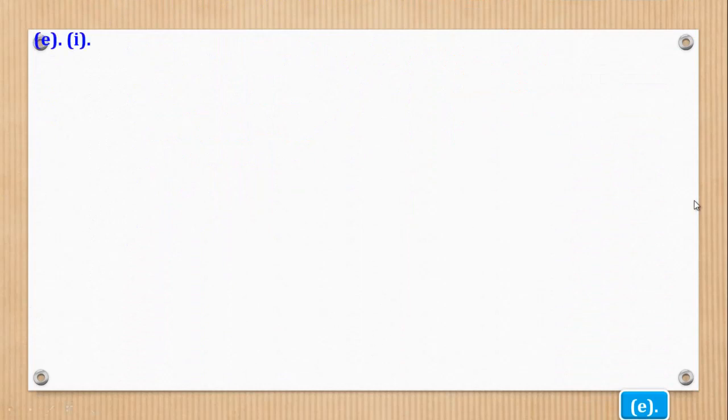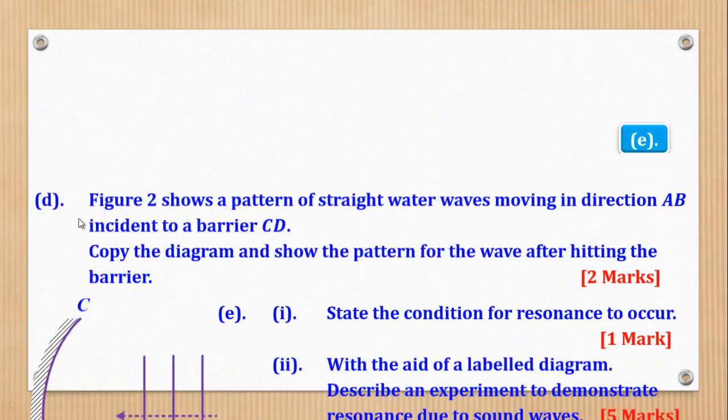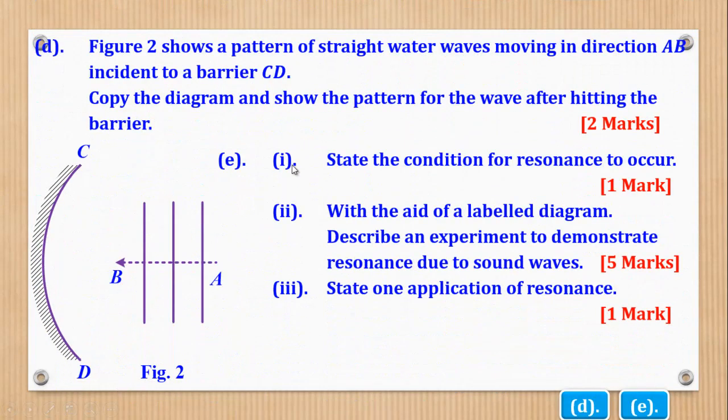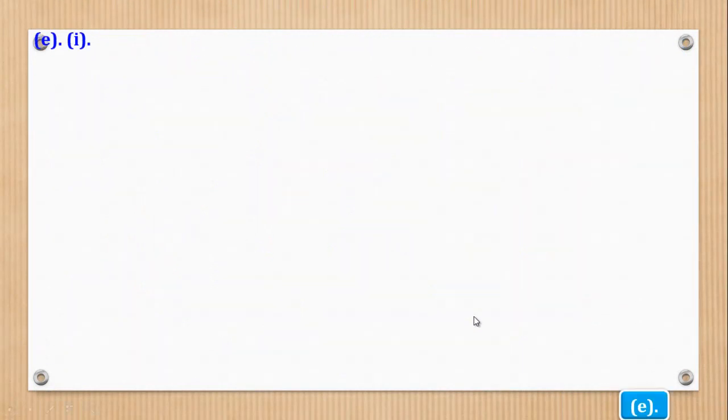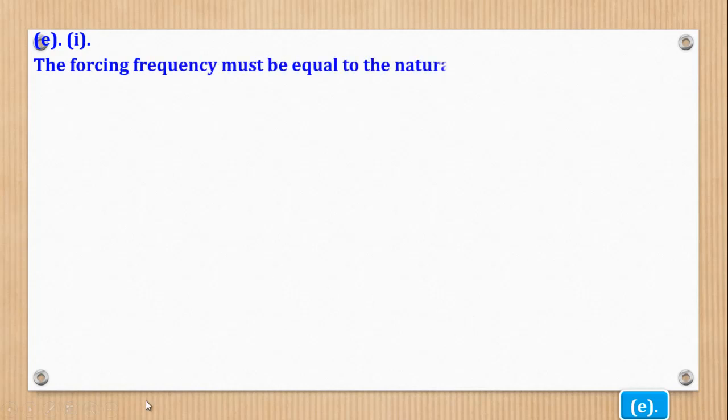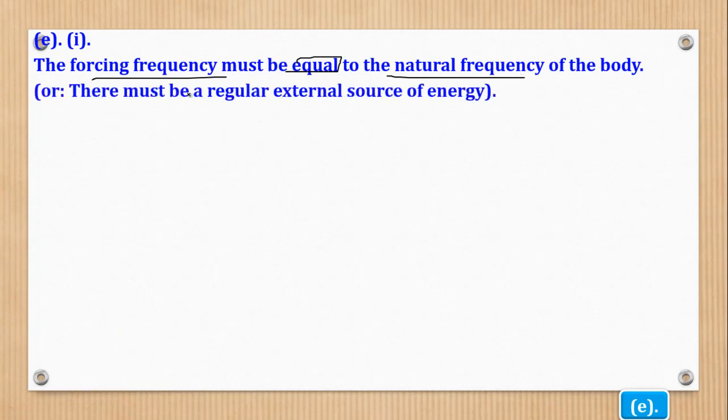Then for part E, they said Roman 1, state the condition for resonance to occur. I think let's first write that. So the condition is that the forcing frequency must be equal to the natural frequency of the body. Alternatively, you can say there must be a regular external source of energy. That was Roman 1.